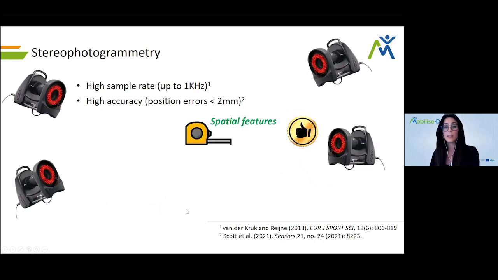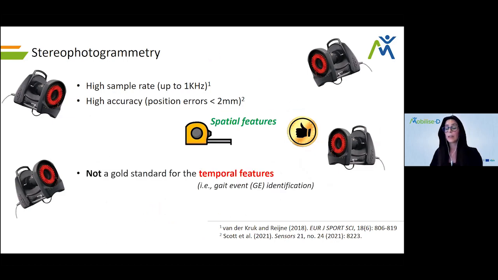And as we have just seen with the presentation of Kirsty, we can think of the stereophotogrammetric system as being a gold standard in terms of spatial features, because of the very low errors that we have in position. But when we are looking at the way in which the gold standard system is estimating temporal features, this cannot really be considered a gold standard because we don't have direct foot-to-ground contact information, but we can only derive that in an indirect fashion.